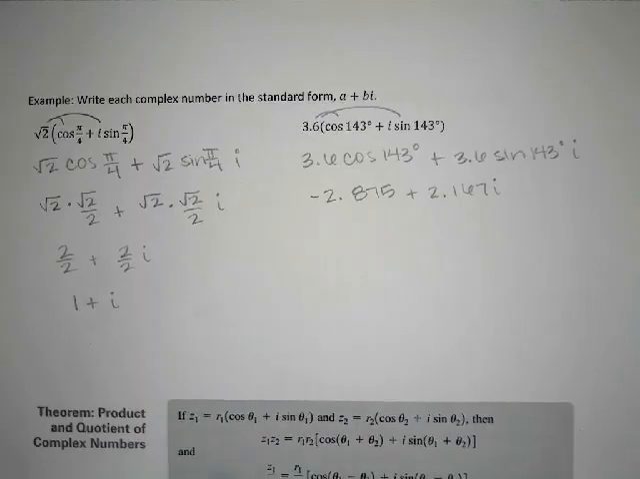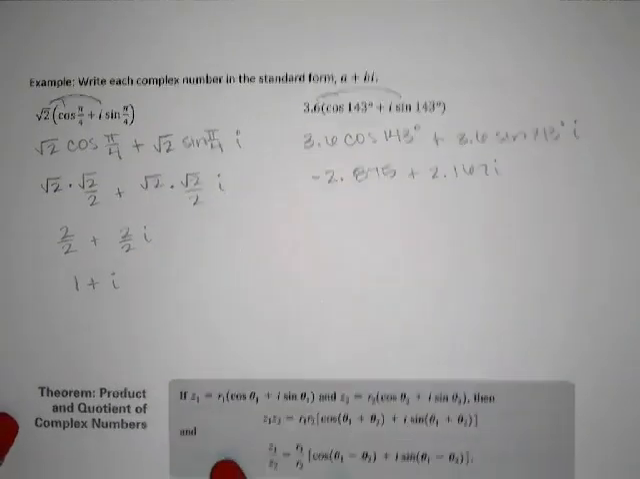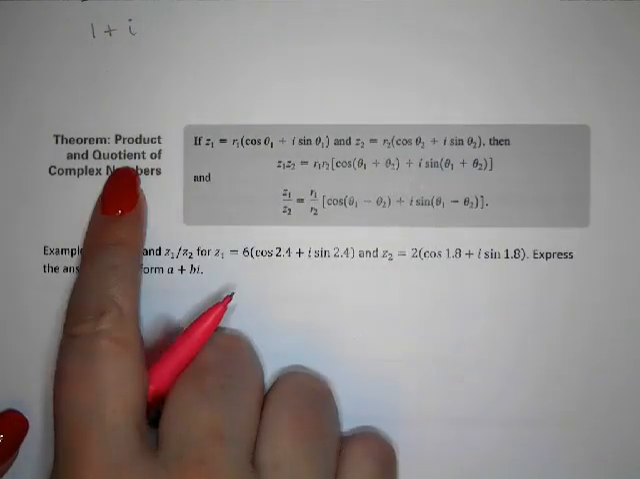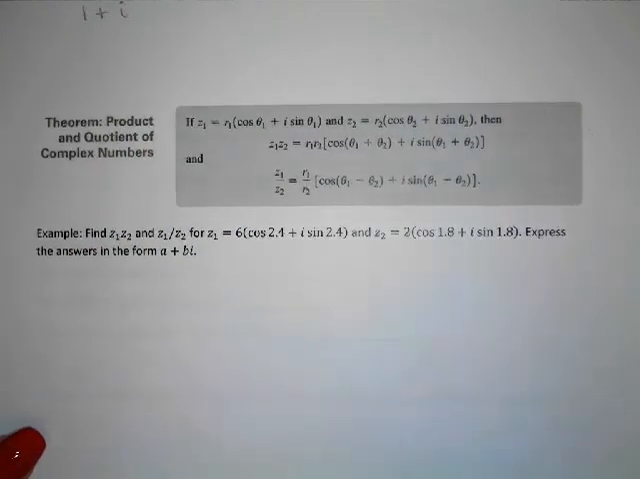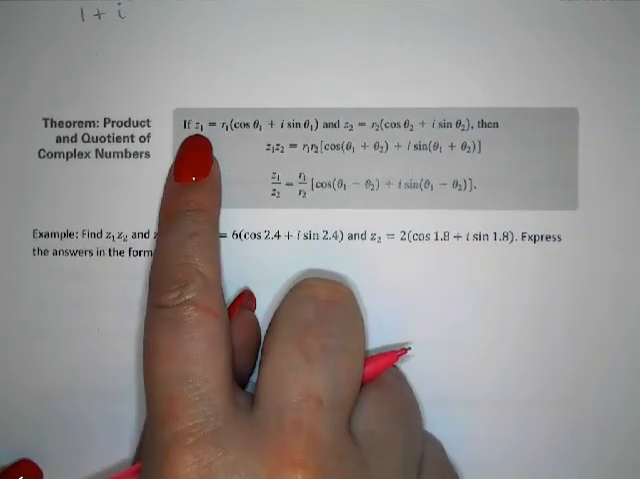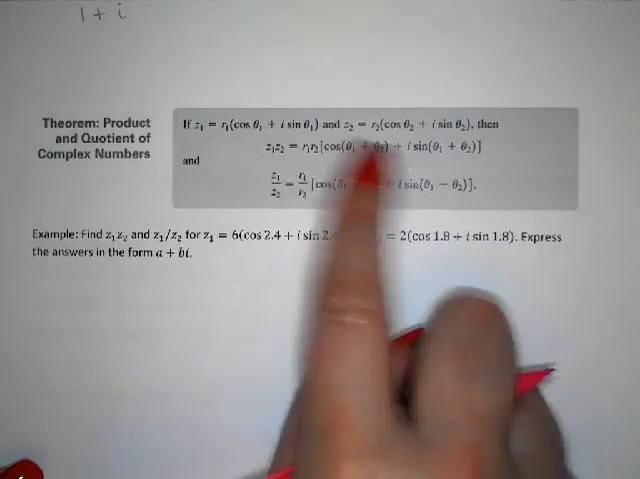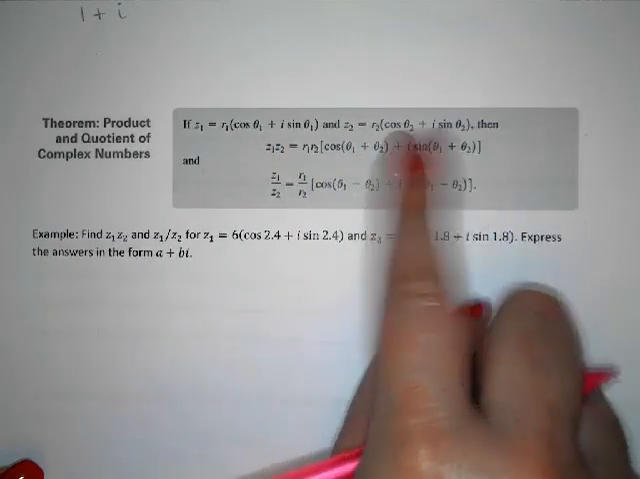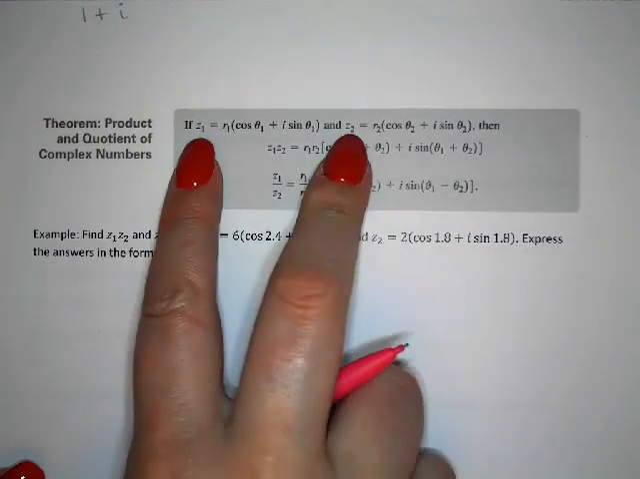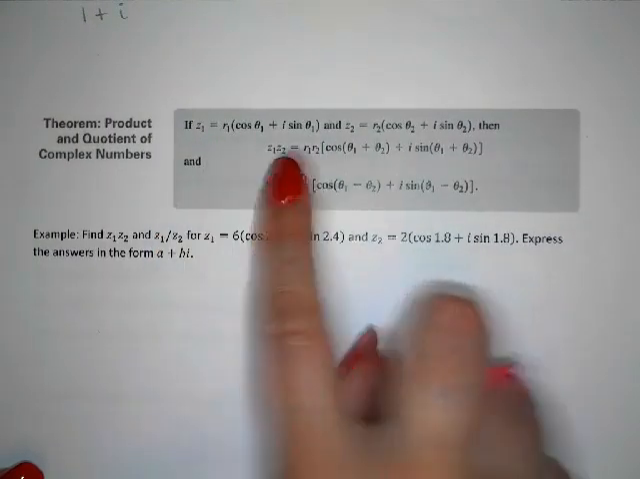All right, so next we have the product and quotient of complex numbers. Since z represents a complex number, and it's pretty common to use the letter z as the variable that represents a whole complex number, here they're going to have z sub 1 as the first complex number, z sub 2 as the second complex number, and then they're going to give us two formulas. They say if you multiply the two complex numbers together, here's the formula. If you divide the two complex numbers, here's the formula.